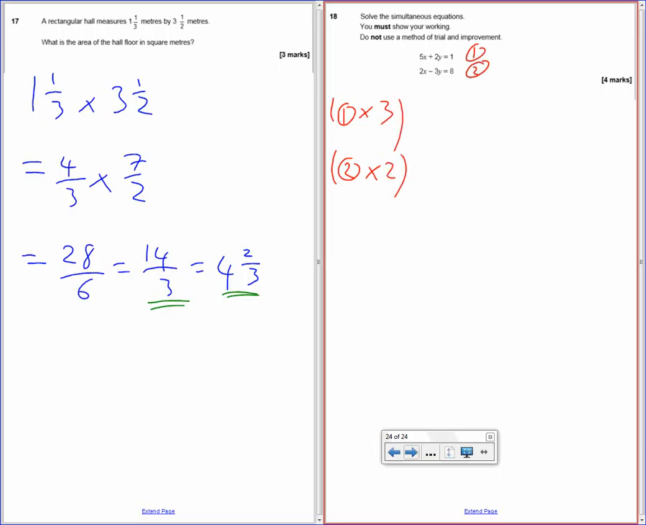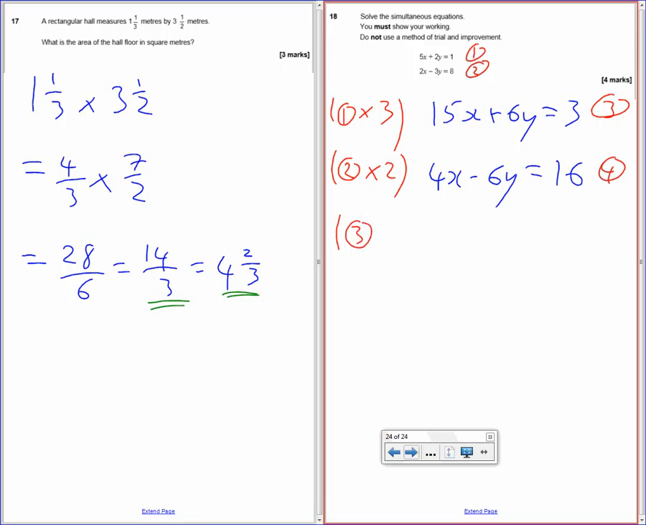So equation 1 times by 3, you get 15x plus 6y equals 3. And if you times equation 2 by 2, you get 4x minus 6y equals 16. You could have also done equation 1 multiplied by 2 and equation 2 multiplied by 5 to get the x's the same. I've chosen to get the y's the same. So I call that equation 3 and that one equation 4, even though we just leave it in versions 1 and 2. I'll add those two together to get rid of the y's, because we've got positive 6y and negative 6y. I'll get 19x equals 19.